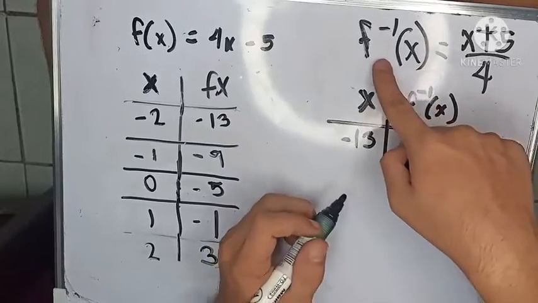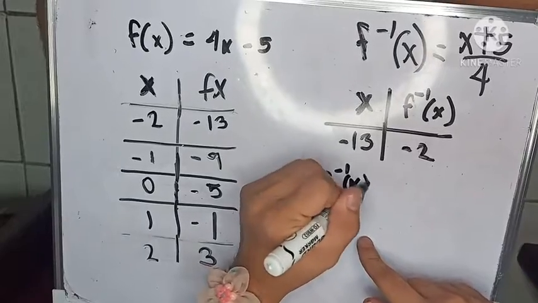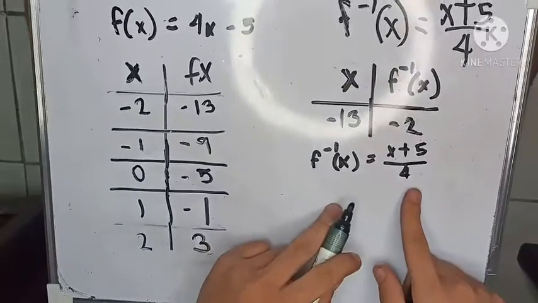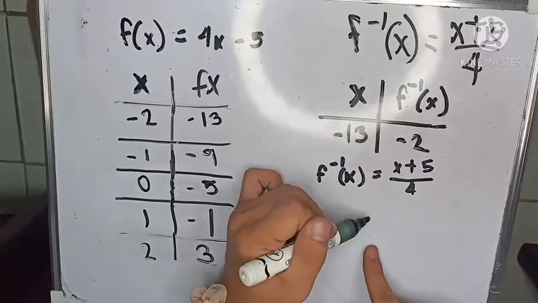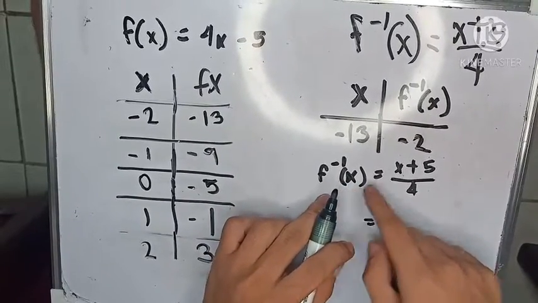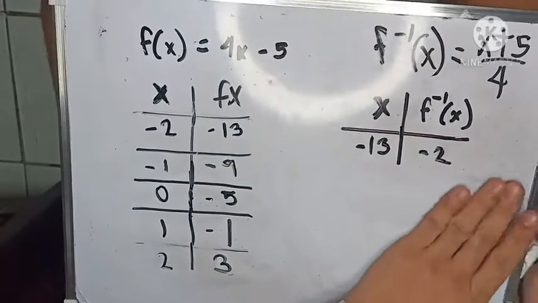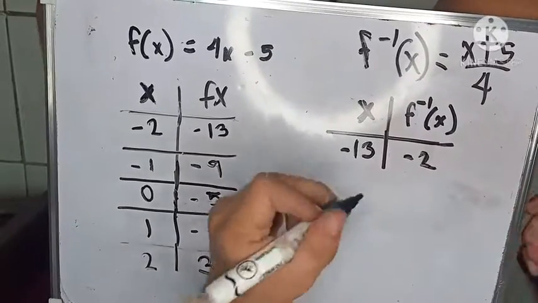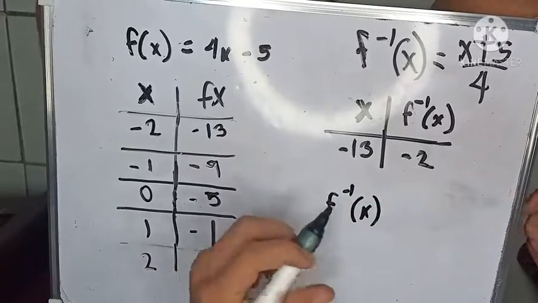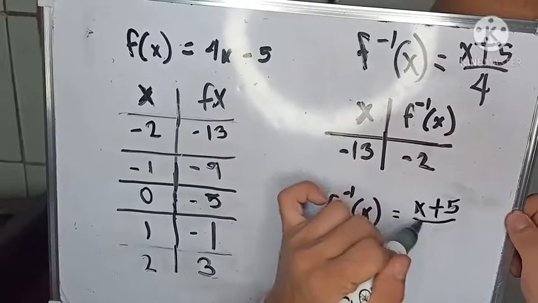Okay, so the inverse of x equals x plus 5 over 4. Okay, so the next step, we're gonna change this inverse function of x to negative 2. Oh wait, let's make it a little bit lower. It's too close to the graphing table. Okay, f inverse function of x equals x plus 5 over 4.